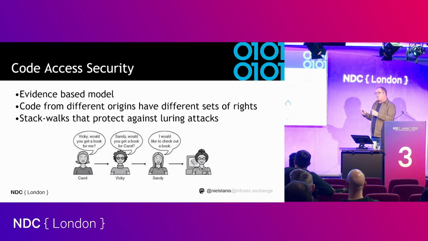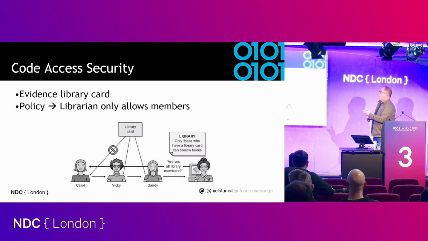But just consider the following: you go to a library and you want to lend a book. And Carol asks Vicky, who asks Sandy, to lend a book. So this is like method A called method V called method S, and then at the end wants to lend a book. In order to make sure that everybody in this chain is allowed to do stuff, you need to show that you're part of this library. You have a library card, right? You pay membership, you say, hey, I can do this.